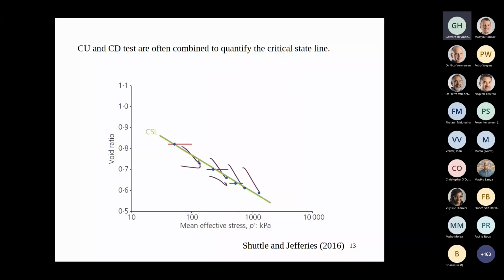So for critical state line testing, we very often combine consolidated undrained and consolidated drained testing. But for typical non-tailings applications, consolidated undrained is my favorite, except for the cases that I've highlighted. So it'd be interesting to get some feedback from other people about this.